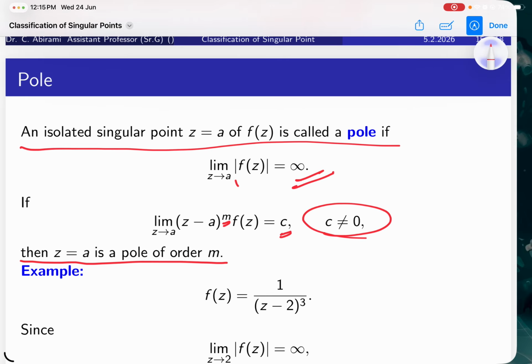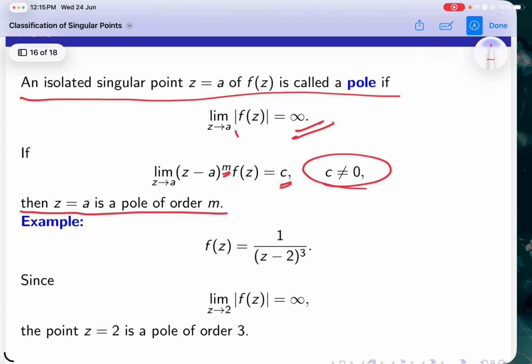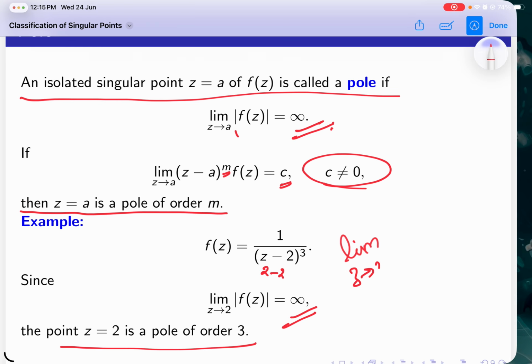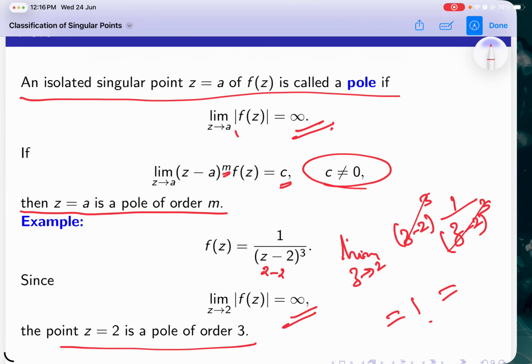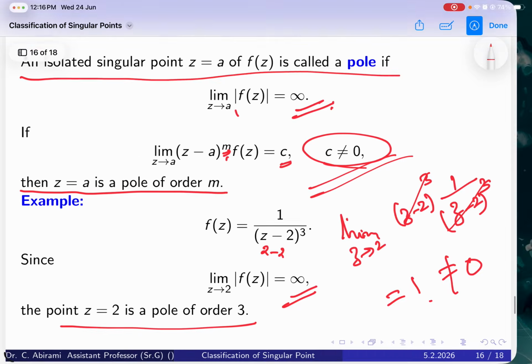For example, f of z is equal to 1 divided by (z minus 2) the whole cube. Now you can apply the limit as z tends to 2. What happens? 2 minus 2 is 0, 1 by 0 is infinity, so you can conclude that it is a pole of order 3. In other words, the limit as z tends to 2 of (z minus 2) cubed times f of z: the 1 divided by (z minus 2) cubed gets cancelled, so the answer is 1, which is not equal to 0. Therefore we can conclude that it is a pole of order 3. Okay, like this you can define it.